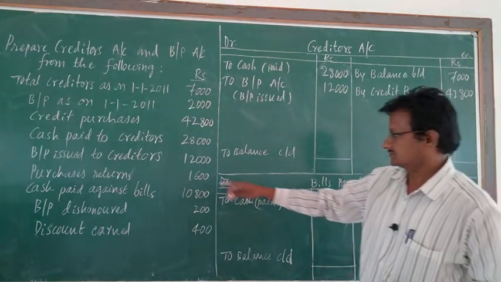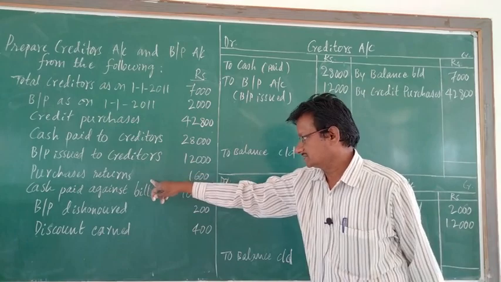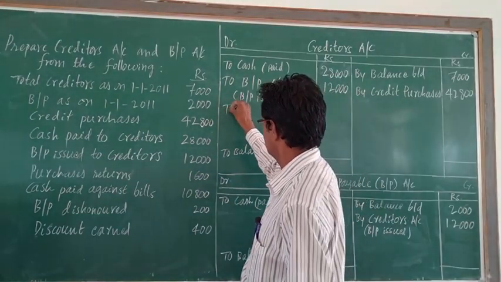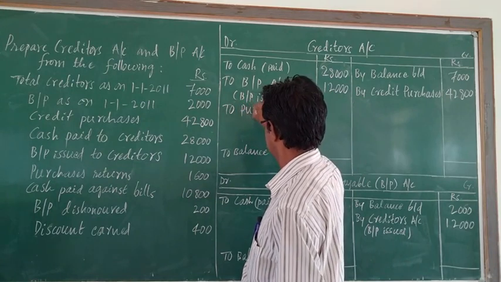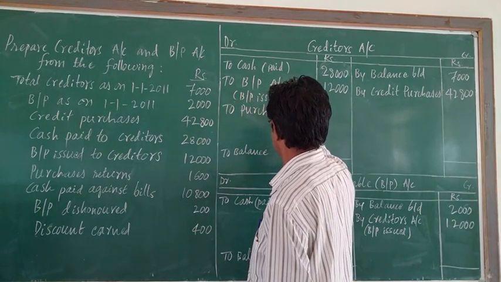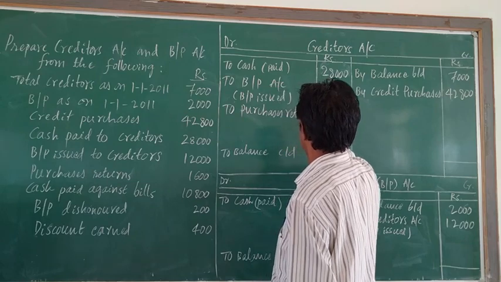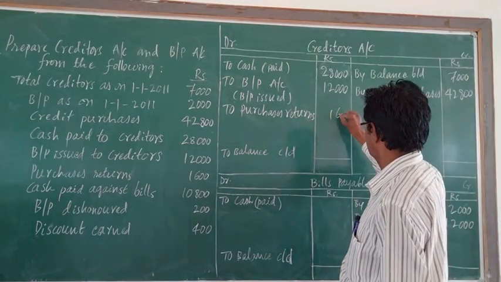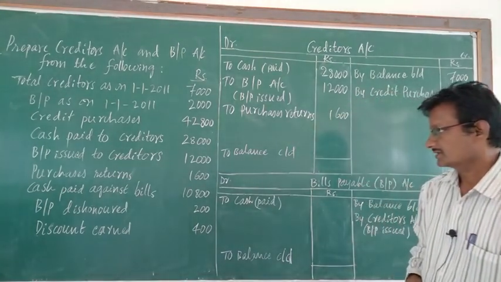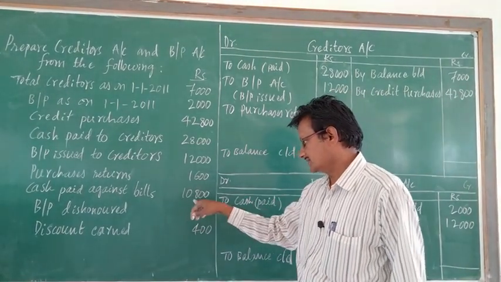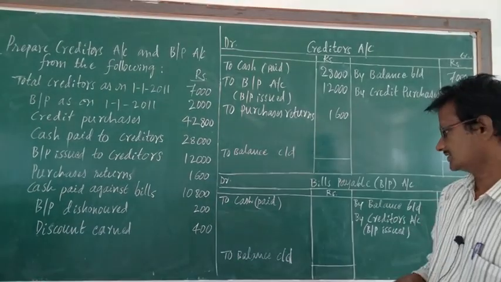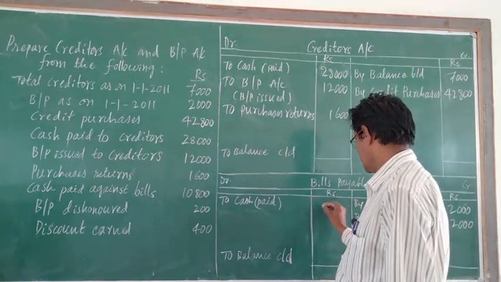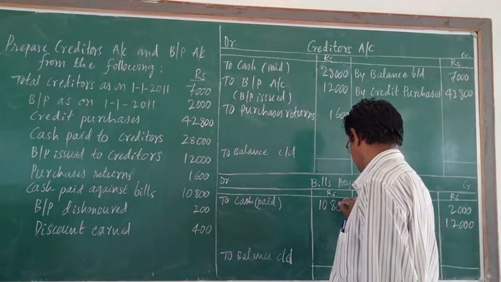And the next transaction is purchases returns 1,600. We have to make entry in creditors account as to purchases returns. Purchases returns is 1,600. Next, cash paid against bills is 10,800. We have to make entry in the bills payable account as to cash paid 10,800.